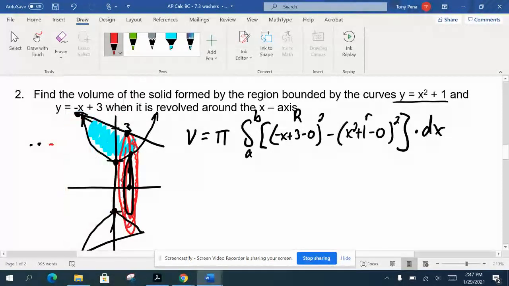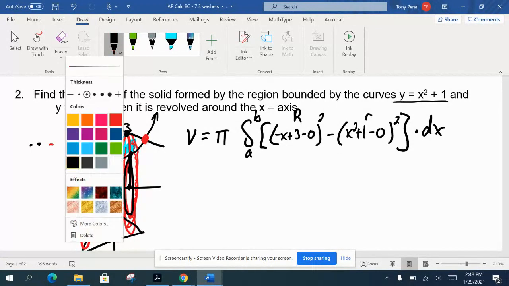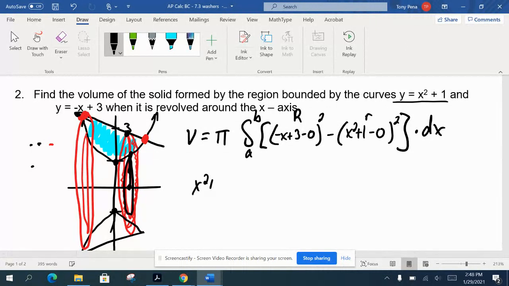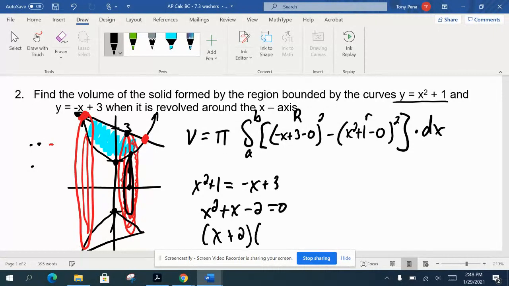Then we need our limits. So we would want to know where's the first washer. The first washer would have been drawn way over here where this area had started. So we want this intersection point, and the last one would have been here, that intersection point. So you set those two equations equal to each other, figure out where they intersect. So x squared plus 1 equals negative x plus 3, x squared plus x minus 2. All right, so what we find is they intersect at negative 2, so that's our lower limit, and a positive 1, that is your upper limit. That's that.